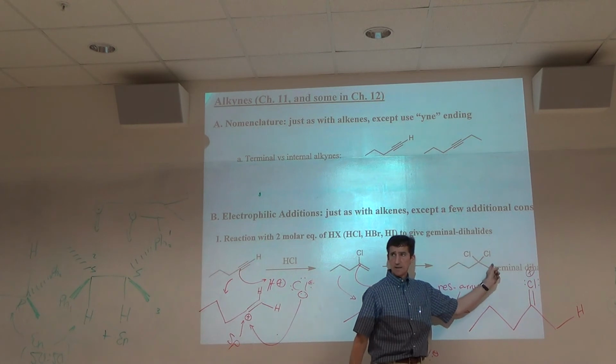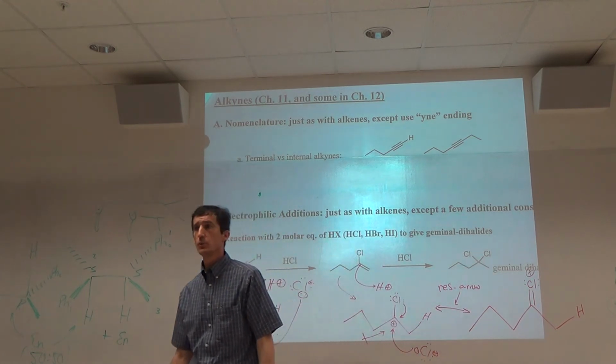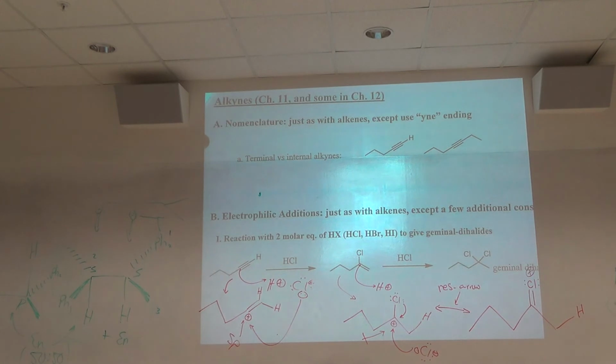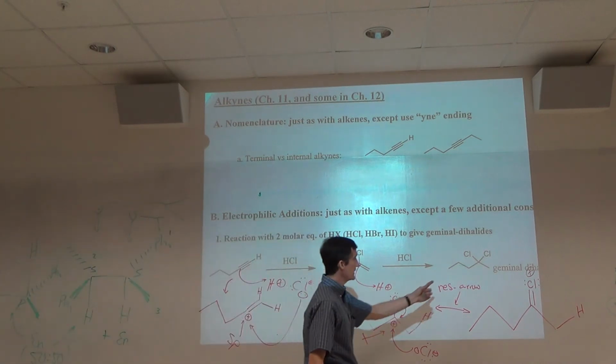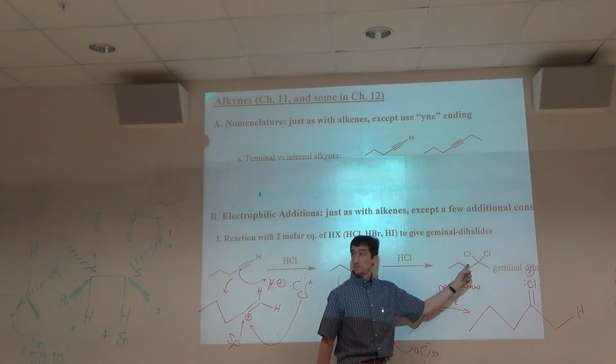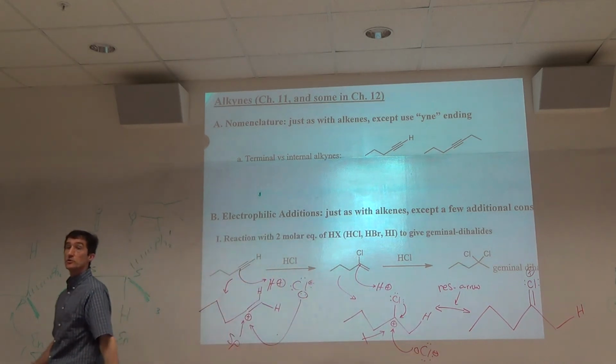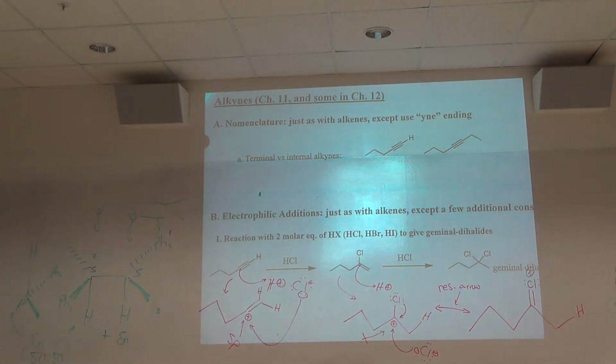Called a geminal dihalide. What does geminal mean? Twin. That's when the groups are on the same carbon. They're like twins. If they're on adjacent carbons, we call them vicinal. They're in the same vicinity, but they're not twins. Bromination of an alkene gives a vicinal dihalide. There's no stereochemistry here because that's not chiral. So there's nothing to show other than the regiochemical outcome.